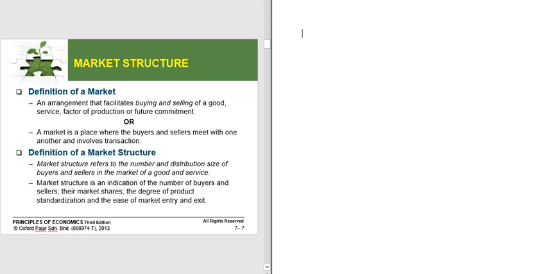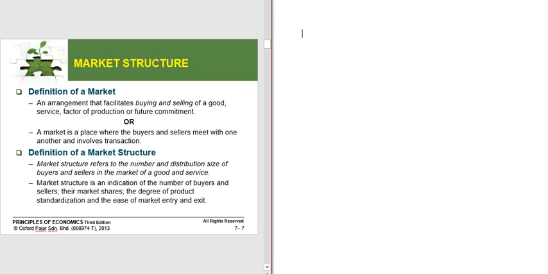Okay, a market is a place where buyers and sellers meet with one another involving transaction. So they will incur all these transactions, especially buying and selling transactions, in a market. Since we have different types of products, we have different numbers of sellers for a certain type of product. So that's why we have different market structures. If you are producing a certain type of product, you need to understand in what market structure you are involved in. So what do we mean by market structure?